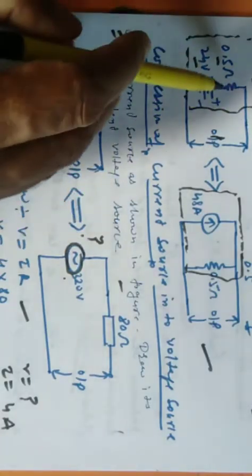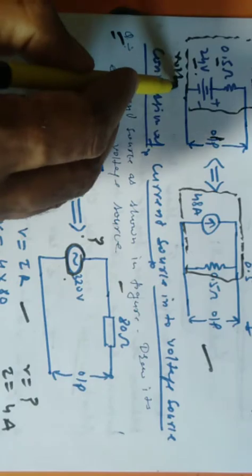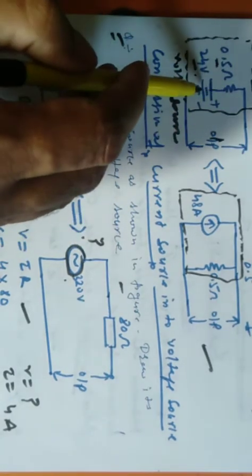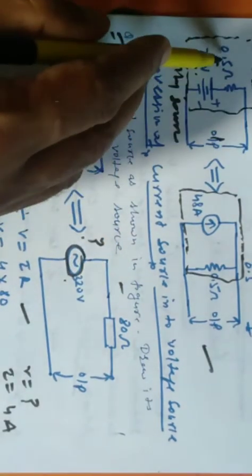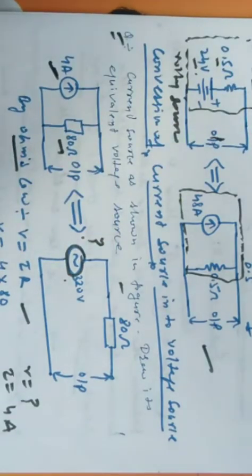Now you have been given the voltage source. In a voltage source, the resistance is in series with the supply. Supply voltage is 24 volt, 0.5 ohm is the resistance, and this is the circuit of the voltage source.